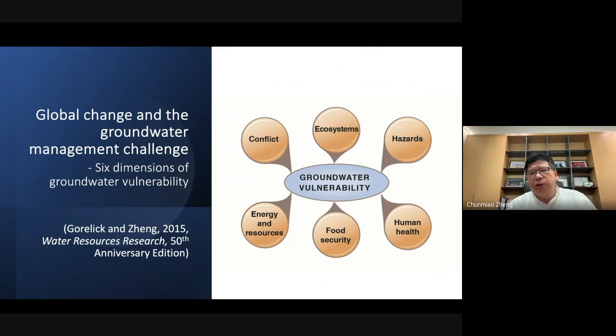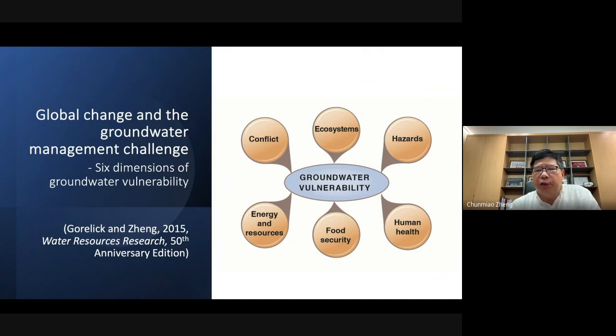In other words, we found that groundwater plays a central role in at least 6 areas that we are familiar with, and they are very important to our life, such as geological hazards and human health from groundwater pollution.